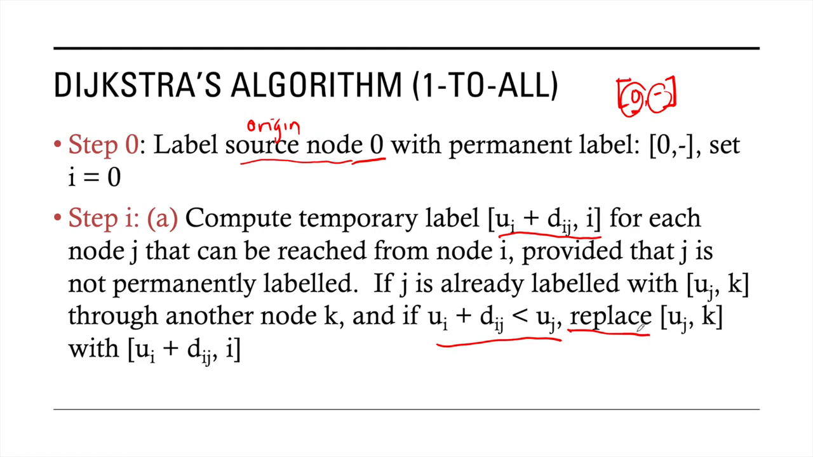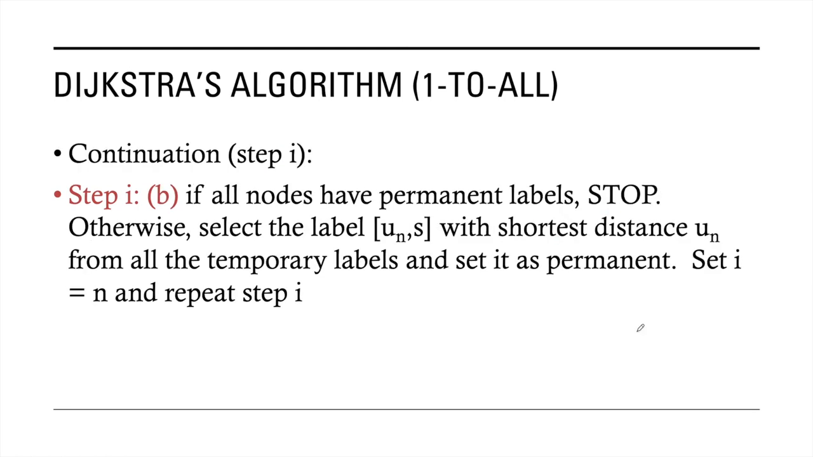After doing step I sub A, we do step I sub B. What does step I sub B entail? We check if all nodes are permanently labeled. Because if all nodes have permanent labels, then we stop. So this is our stopping condition for the algorithm. Otherwise, we do this: we look for the label with the shortest distance u sub n, and we make it permanent. And we just repeat the algorithm.